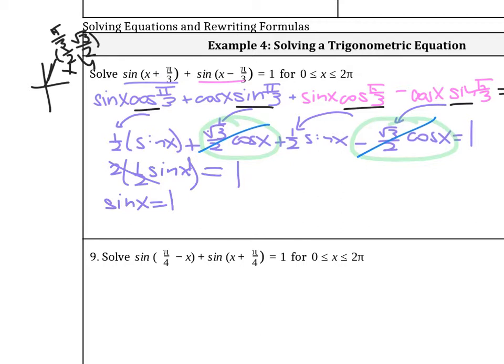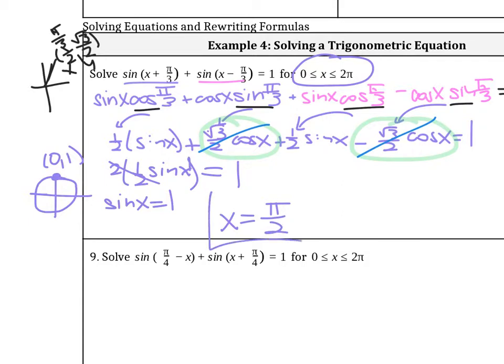Sine represents the y value on the unit circle. So if we're looking at the unit circle, at what point is the y value 1? It is 1 at this point here. And what point is that, thinking about radians? It is at 90 degrees or pi over 2. Okay, so that is the answer when we're solving this trig equation.